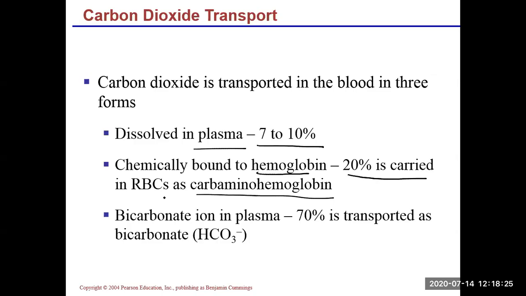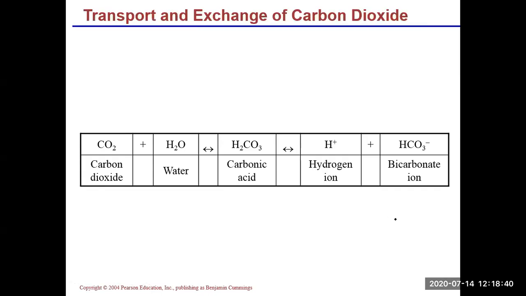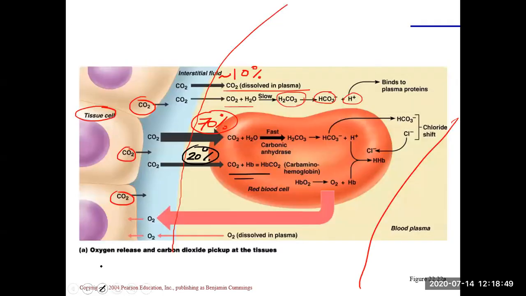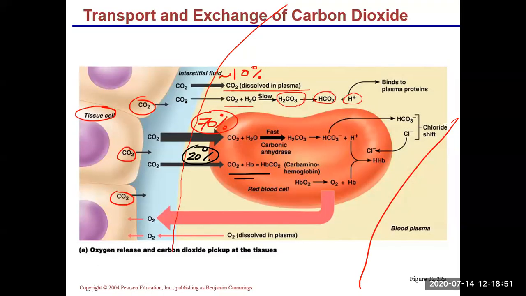So bicarbonate ion in the plasma, 70% is transported as bicarbonate, HCO3. I'll go to the detail of this shortly, but this is the equation that we discussed. You need to understand what's going on, all right? And now we are ready to discuss this part. So take a look at what is happening.